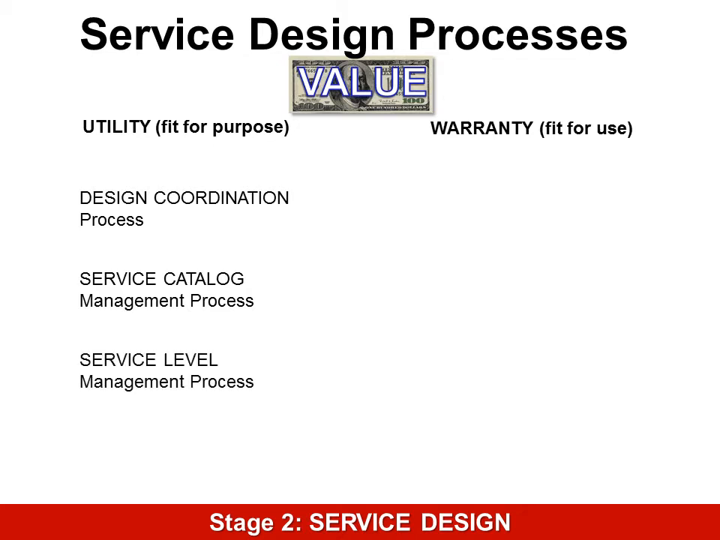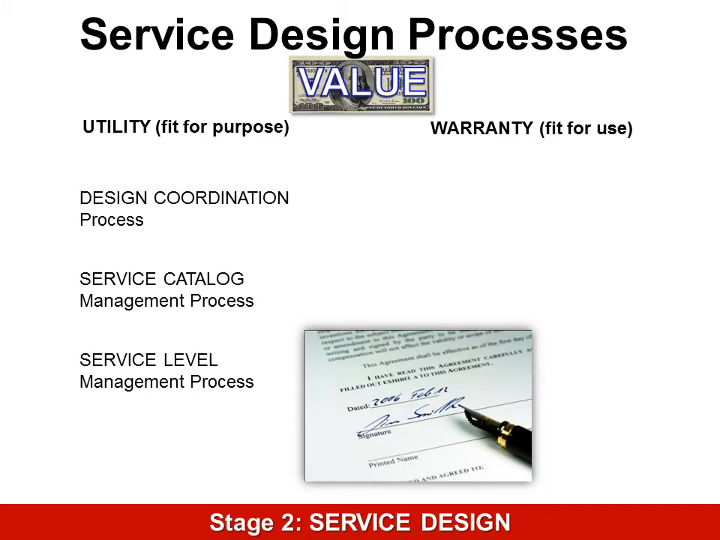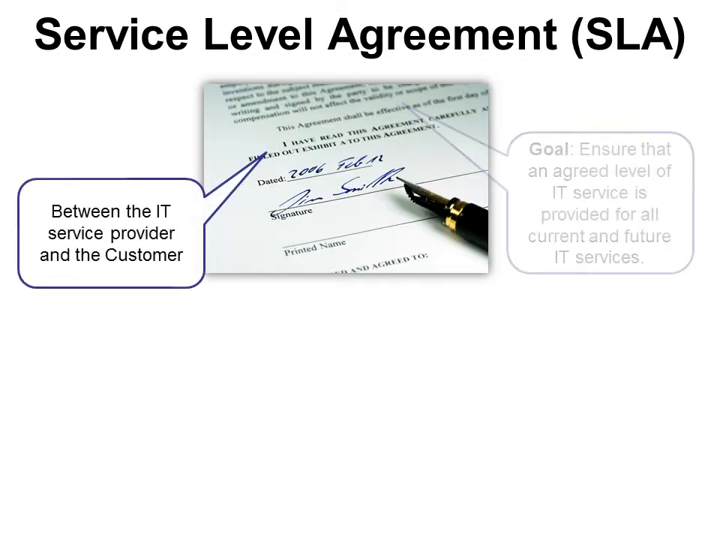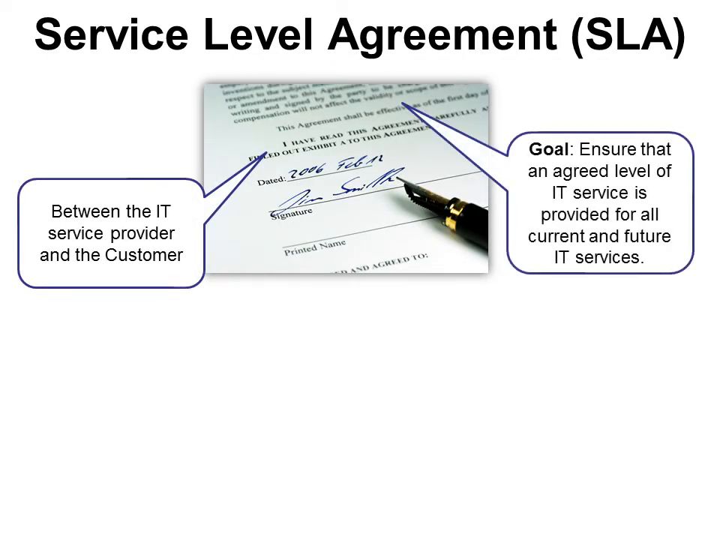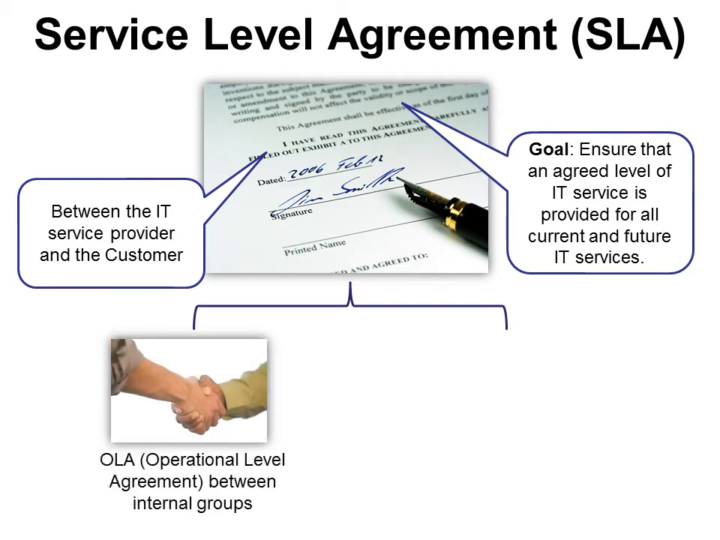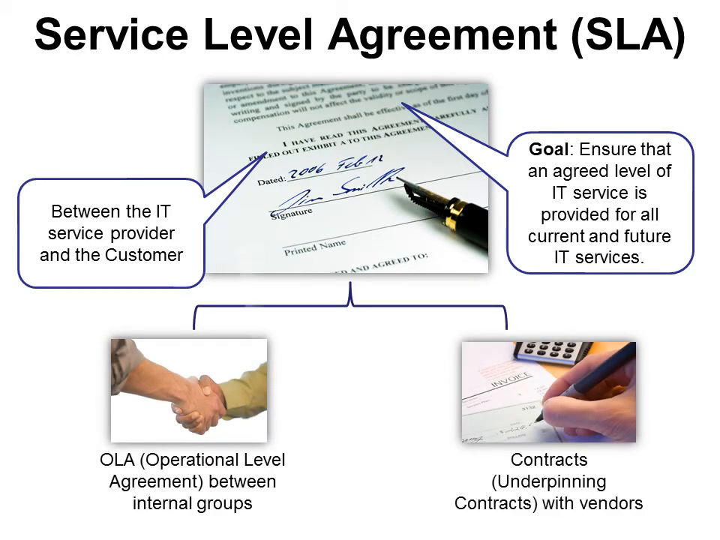The service level management process is the person responsible for the contract and making sure that we're doing what needs to be done. The contract, remember, is between the IT service provider and the customer, and the goal is to ensure that an agreed level of IT service is provided for all current and future IT services. But there's two other components as well. There's the OLA, or the operational level agreement. This is between internal groups.